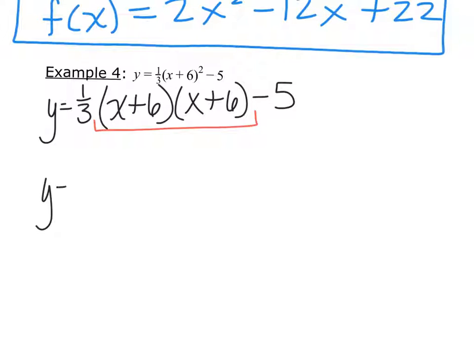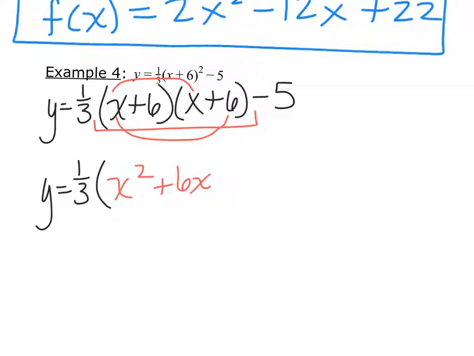We have y equals 1/3 times x times x, x squared. x times 6, 6x. 6 times x, 6x again. And finally, 6 times 6, 36. Minus 5.